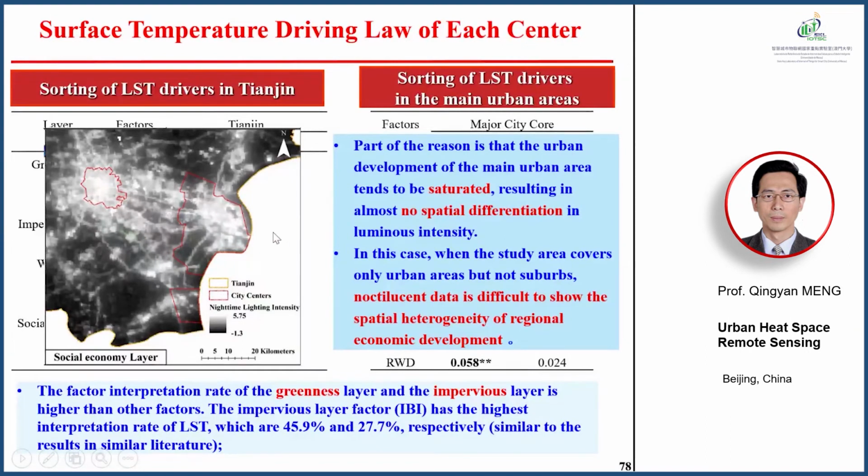Perhaps it's like urban development, where the main urban area tends to be saturated, resulting in almost no spatial differentiation in the luminous intensity, the light. In this case, the study area covers only the urban area but not the suburbs, and the noctilucent daily light data isn't able to show the spatial heterogeneity of regional economic development.